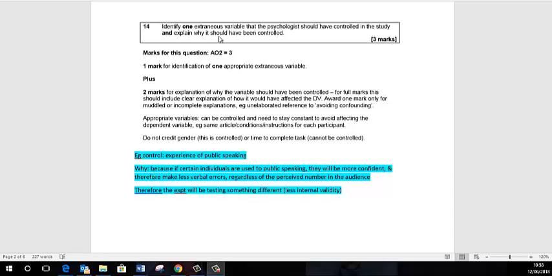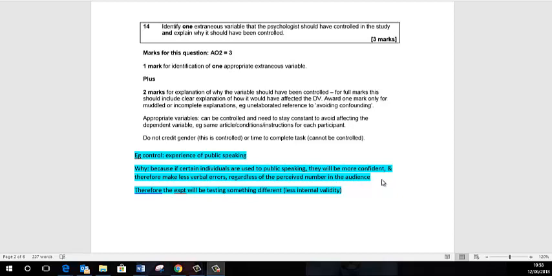We need to then explain why it should have been controlled. So here, because if certain individuals are used to public speaking, they're going to be more confident, and therefore they're going to make less verbal errors, which is how the DV was assessed, was operationalized, regardless of the perceived number in the audience, which are the 2 IV conditions.